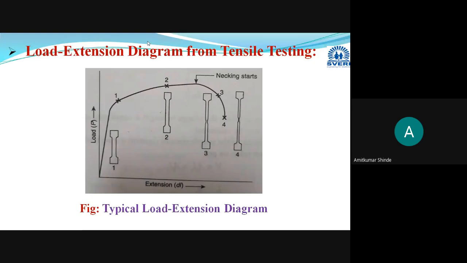Then consider the actual change in the length instead of the combined effect. As we are increasing the load step by step, suppose from 10, 20, 30, 40, 50 kg, and suppose the change in the length is 1 millimeter, 3 millimeter, 5 millimeter, 7 millimeter, like this. So this is the combined effect of the combined load. When you get the stress strain curve with this combined effect, that curve is termed the engineering stress strain curve.